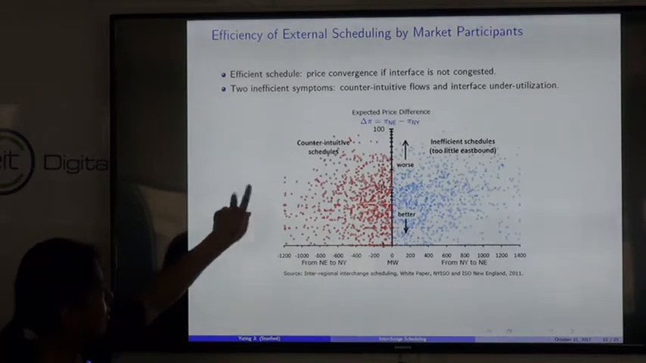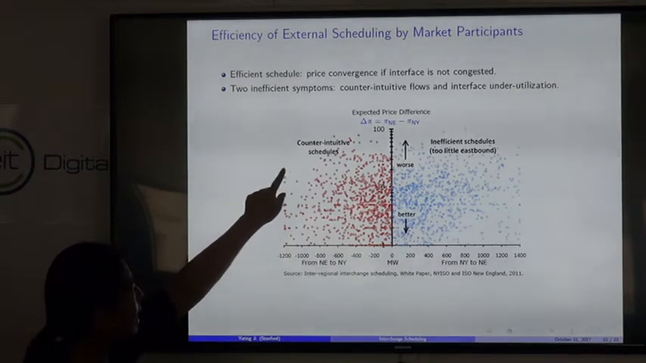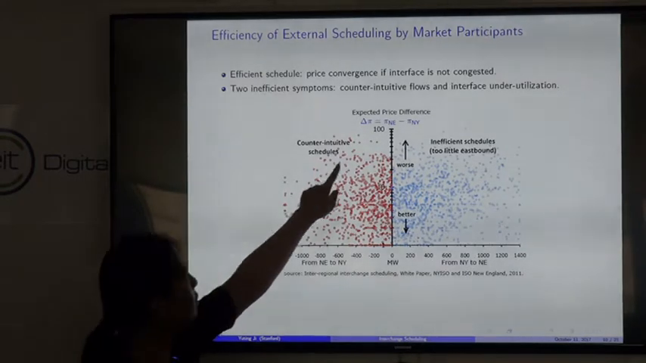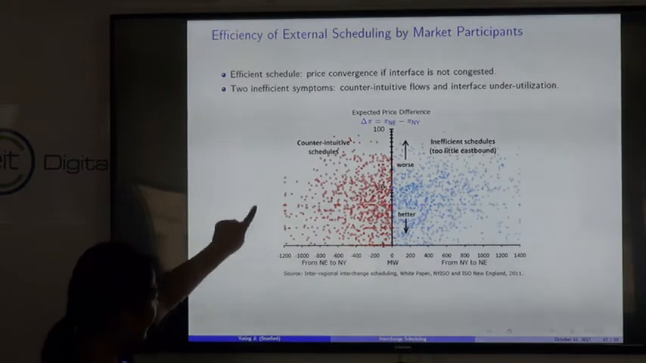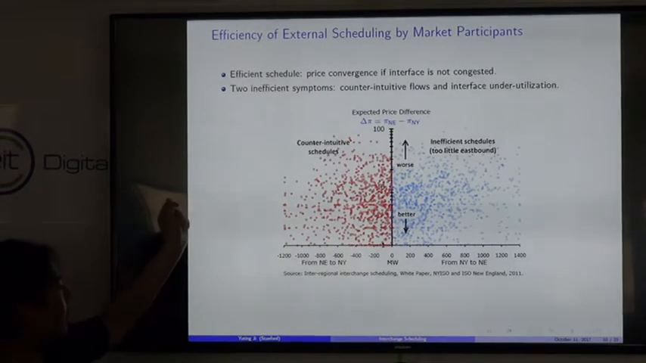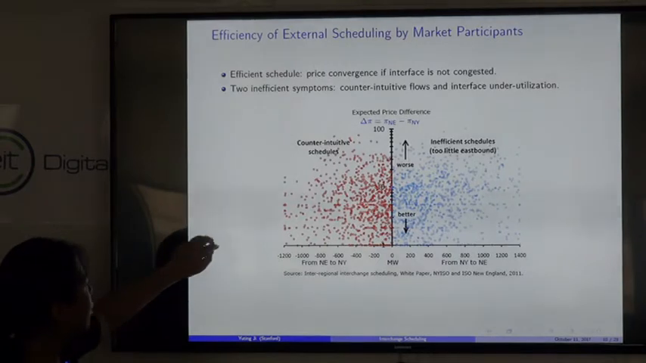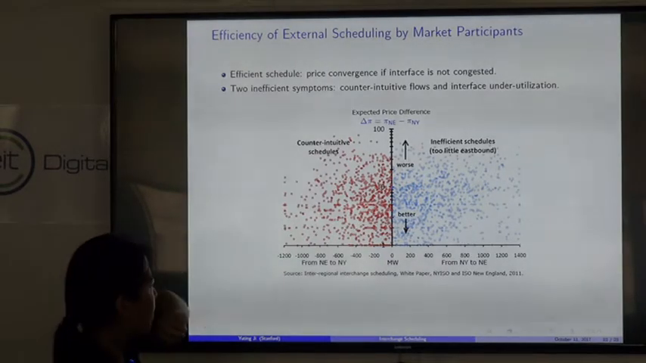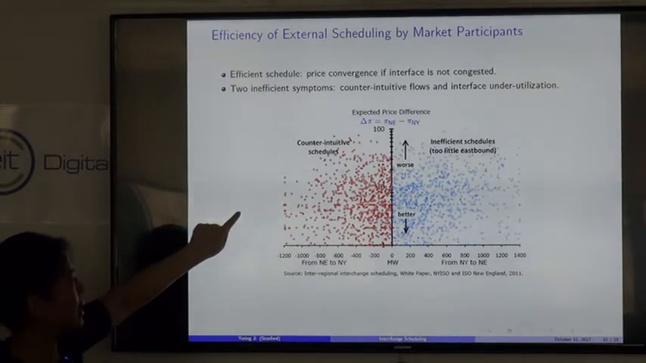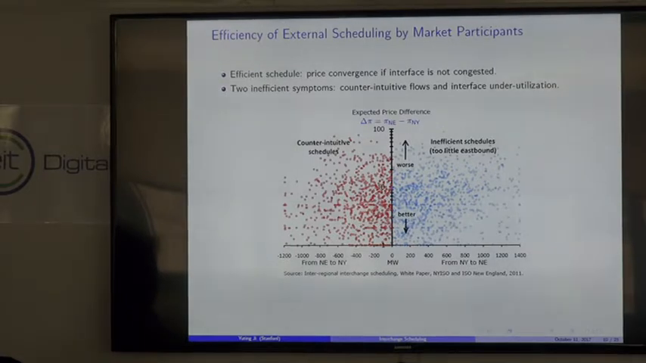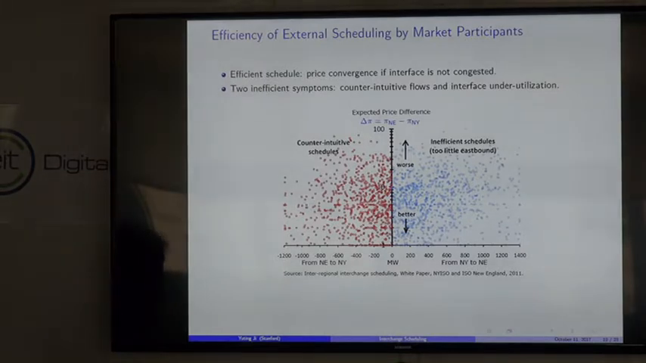That is on the left-hand side. Delta pi is the price difference between New England and New York. On the left-hand side, each dot represents an hour with the flow from New England to New York. With the delta pi positive, the power is flowing from a high price region to a low price region. So that doesn't make sense, right? Because if, let's say, you are making a commodity, the cost is 100 euro, and you just sell it at 50. So what's the point, right?